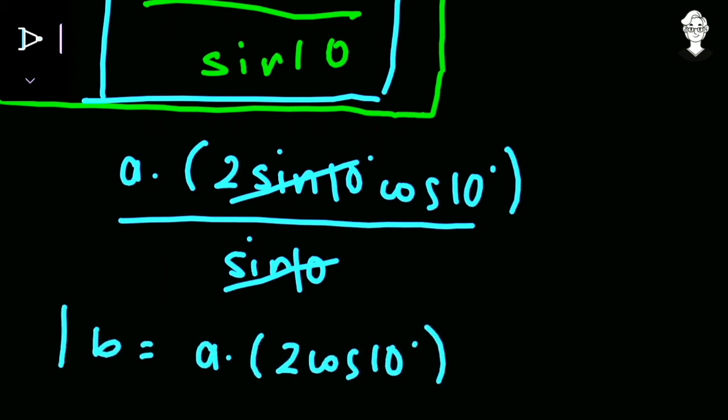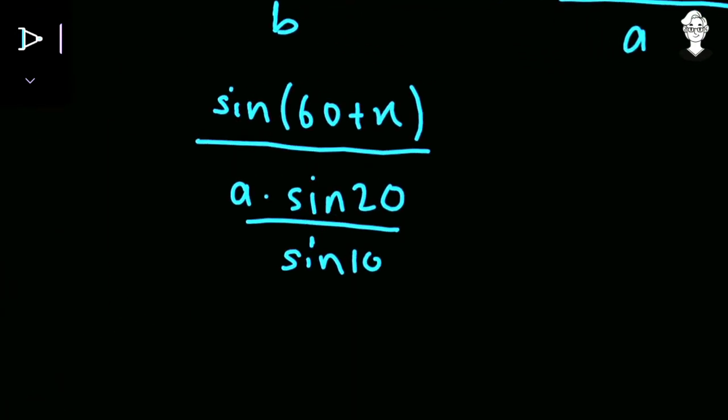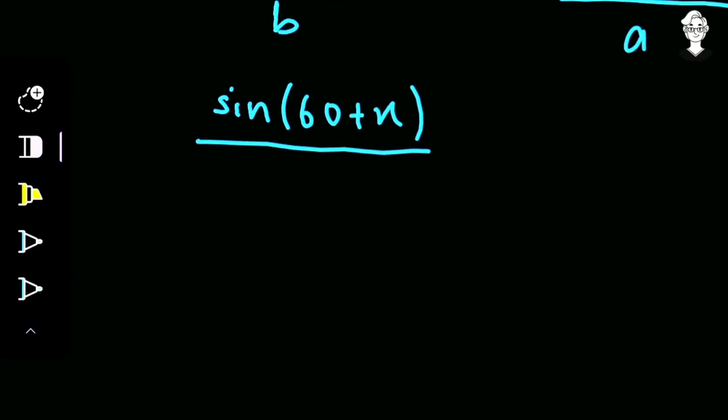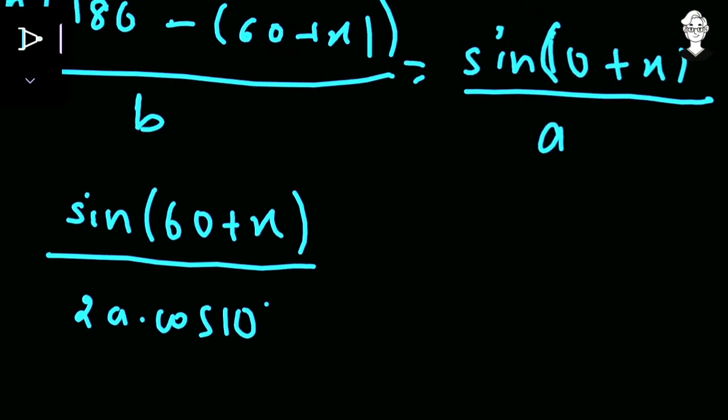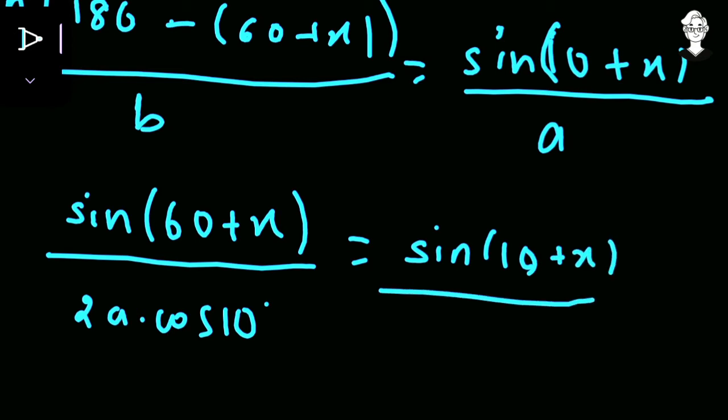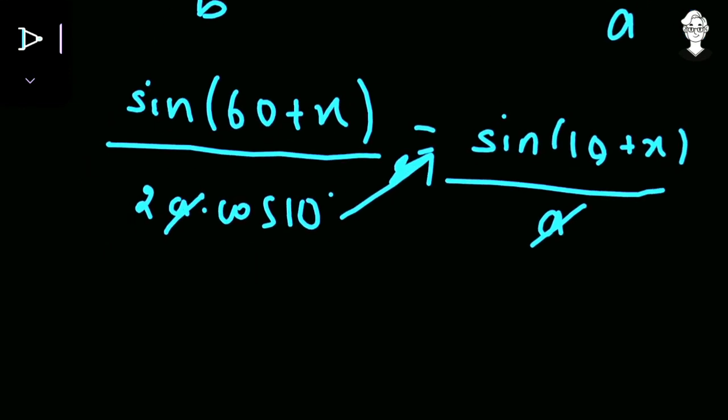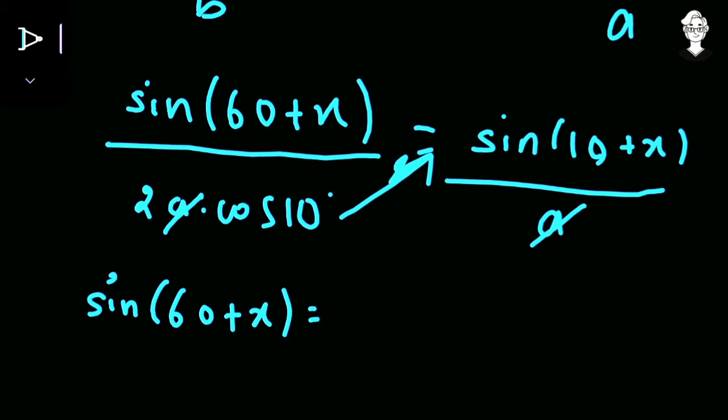Yes, this is a much better version. So instead of B, I will write that value, A into 2 times cos of 10 degrees, and that's the value of B. That is equal to sine of 10 plus x upon A. Now we can see that A and A got cancelled out, so it will form like this: sine of 60 plus x is equal to 2 times cos of 10 degrees into sine of 10 plus x.